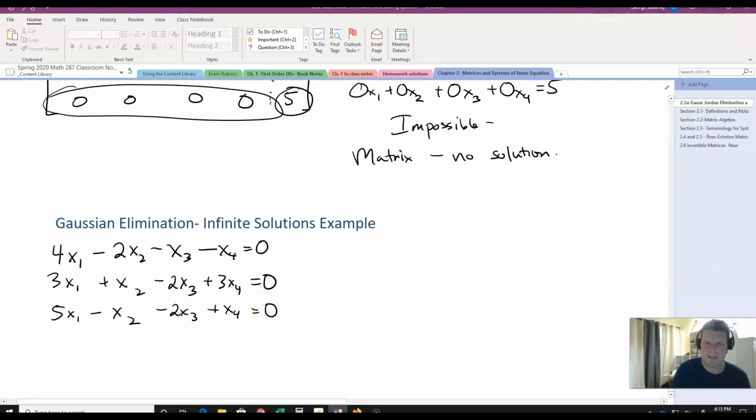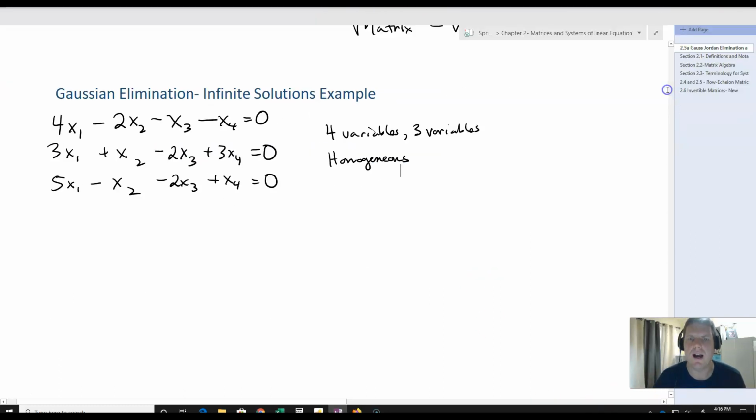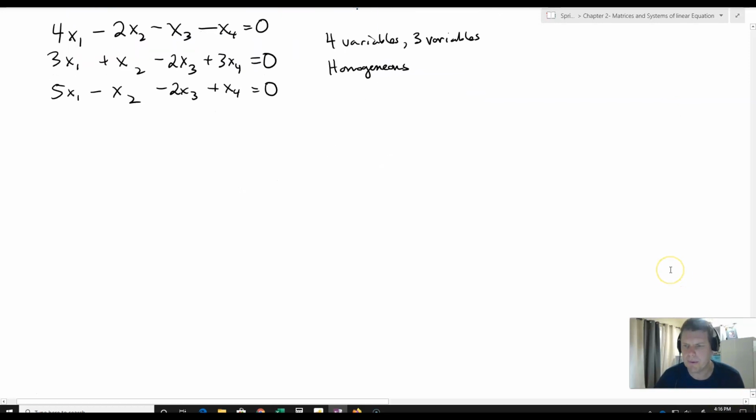Now, once again, we've got four variables, three equations. So either we're going to have no solution or we're going to have an infinite number of solutions for this. Also notice that this system is homogeneous. That is, that matrix times our solution vector is going to equal the 0 vector. These are actually very special. They are a little bit different. We're going to talk about them more in depth a little bit later on.